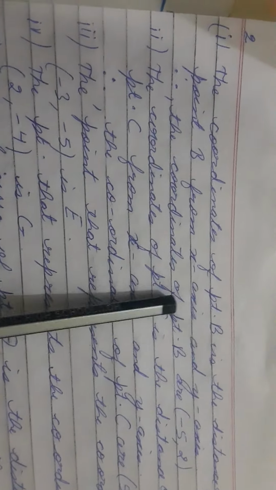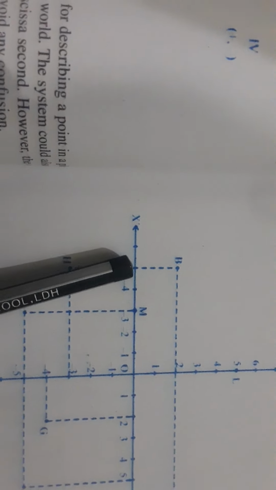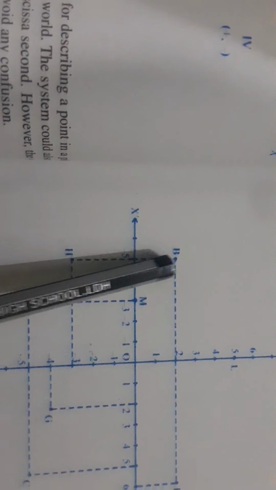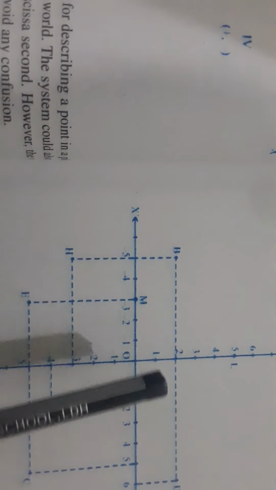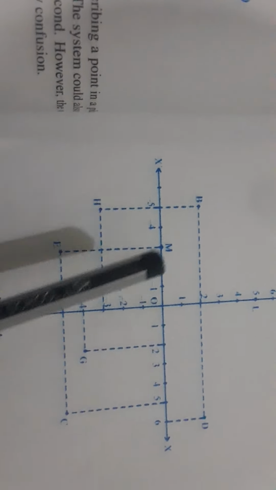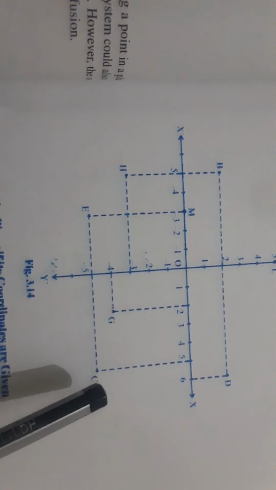The coordinate of point B is the distance of B from the x-axis and y-axis. Therefore, the coordinates of point B are minus 2 and 2. How? First we take from the x-axis, which means minus 2, and then 2 from here. Then we have to find the coordinate of C.